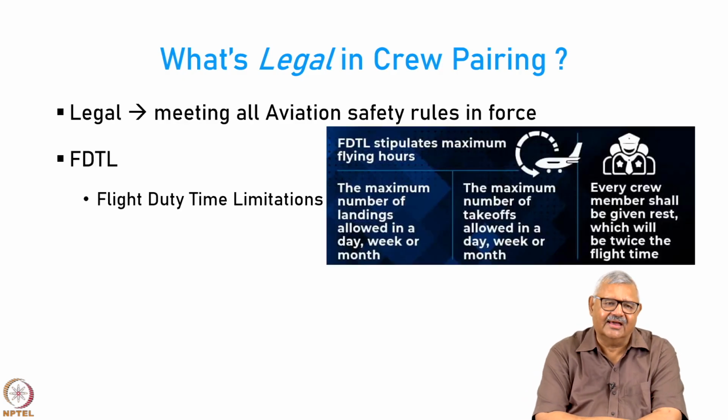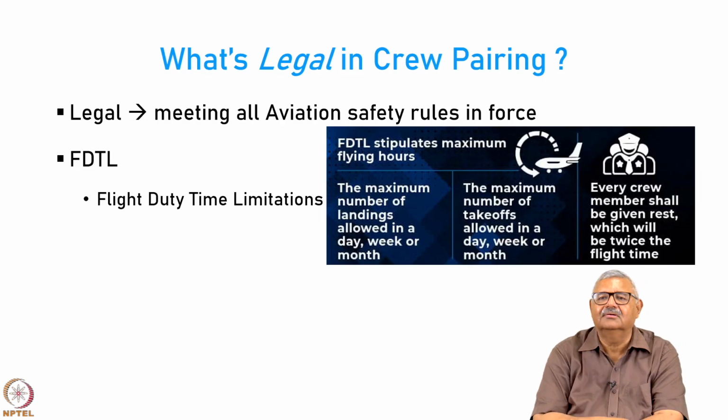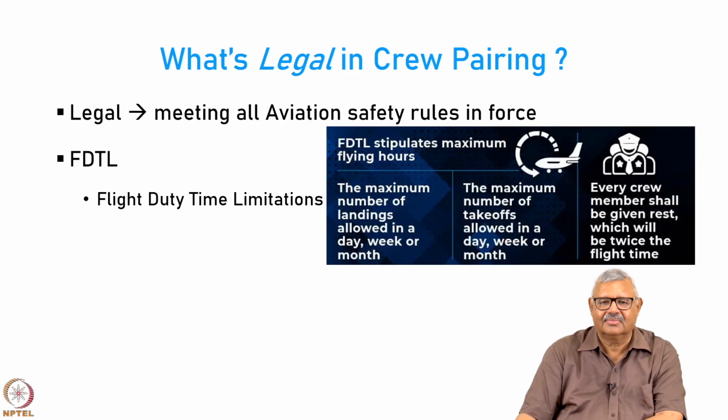There is something called FDTL, Flight Duty Time Limitation. So, all regulatory bodies specify the maximum number of landings allowed in a week or a day or a month, maximum number of takeoffs allowed in a day, week or month, and how much rest has to be given to each crew member, how many hours can they fly in a week. This particular figure comes from the regulatory body. In India, this chart has come from the DGCA.